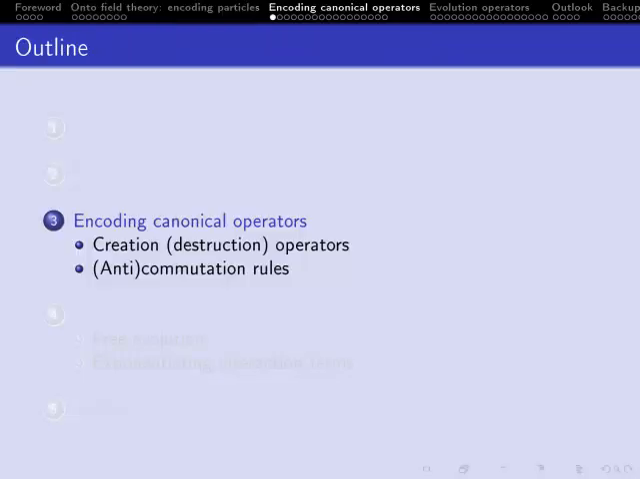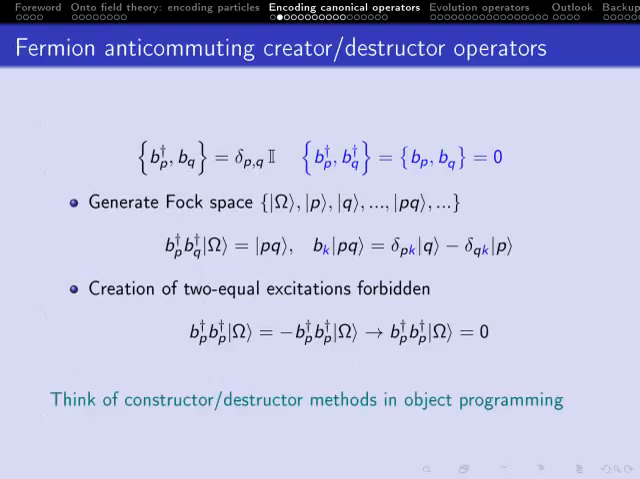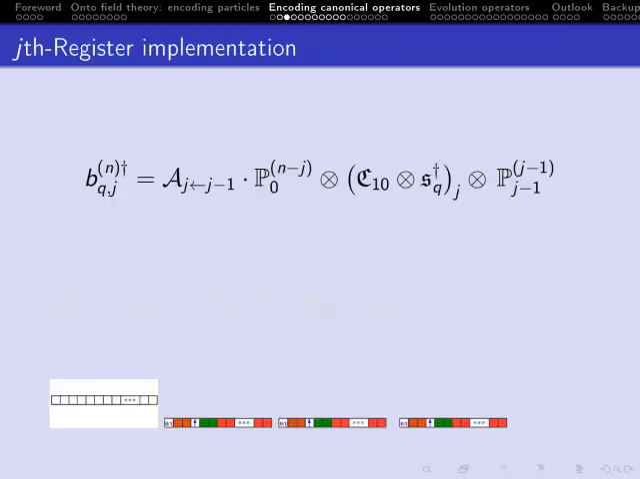Now, the canonical operators, which is really what I wanted to talk about today. So we want to implement canonical commutation relations or anti-commutation relations. From there you can get a Fock space and so on. And the way of thinking about this is like the constructor and destructor methods in object programming. So we want these objects to add something to a register or take it off. Okay? So here is the implementation in 1 register. We put here 3 of those, and then the 4th is empty.